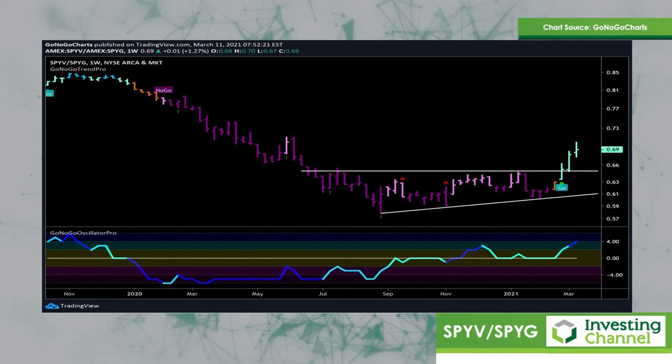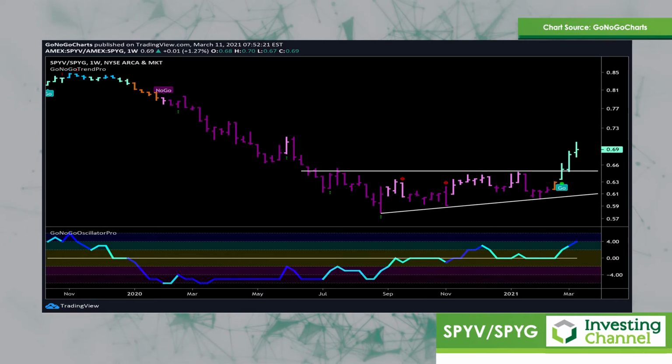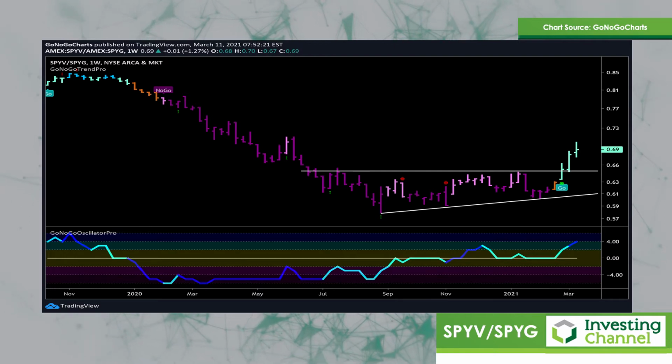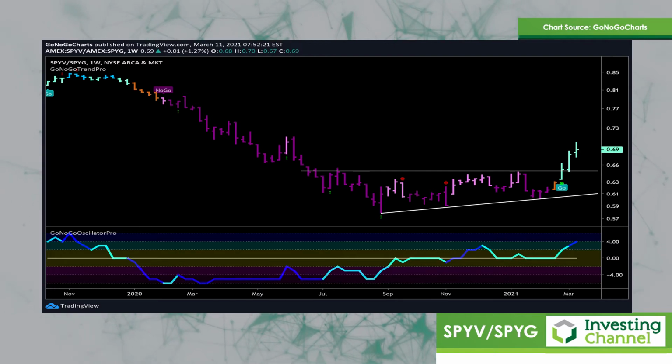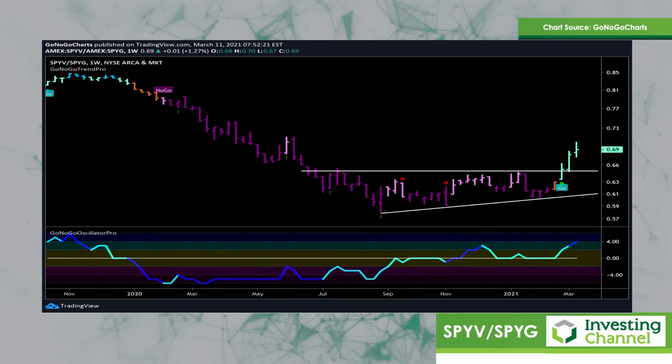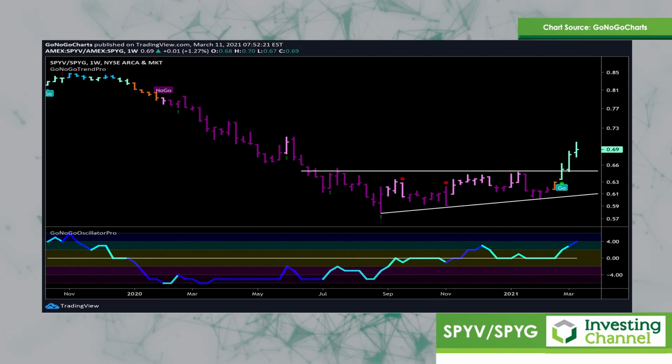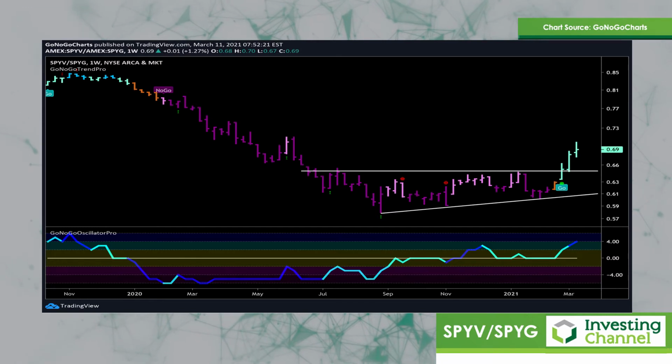And as you can see, the overwhelming no-go trend that's been in place for a significant amount of time shows that the value ETF has been underperforming. Growth has been a leader. Growth stocks has been where a lot of the outperformance has been. But we can see that this is changing towards the right side of the chart.